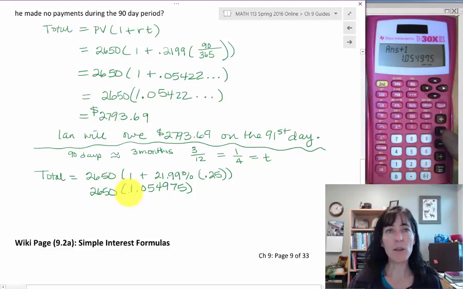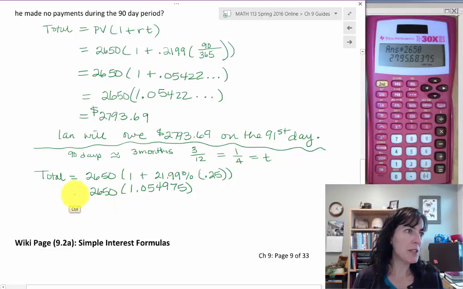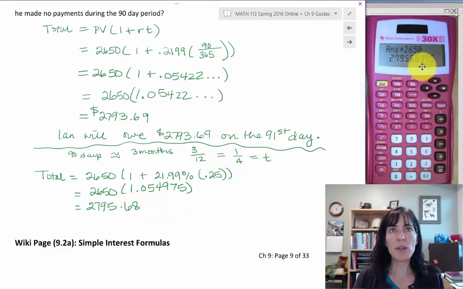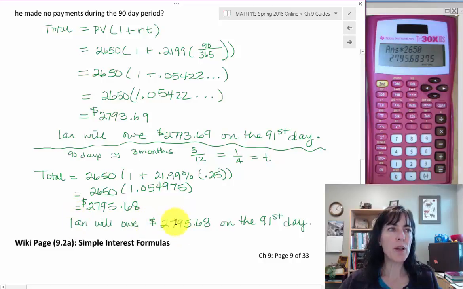So now I finally have to multiply by 2650, and my ending result is 2795.68. The next digit you can see is a 3, so that will not change my 8. So it stays as 0.68 or 68 cents. And so in this scenario, Ian will owe $2,795.68 if he waits until the 91st day.